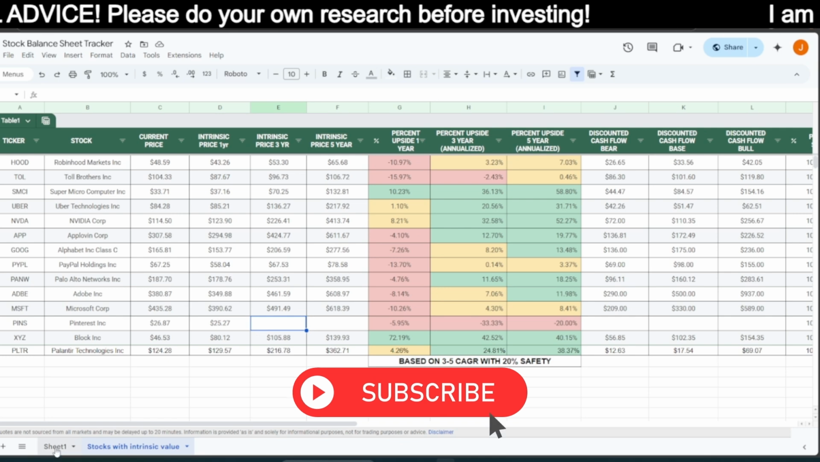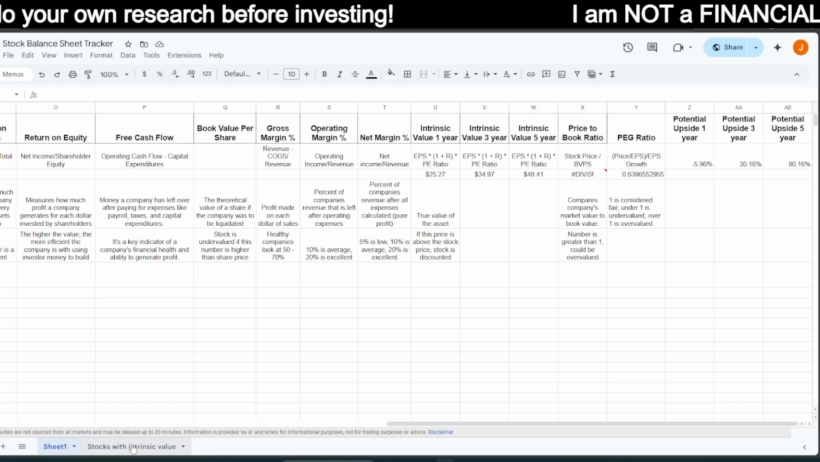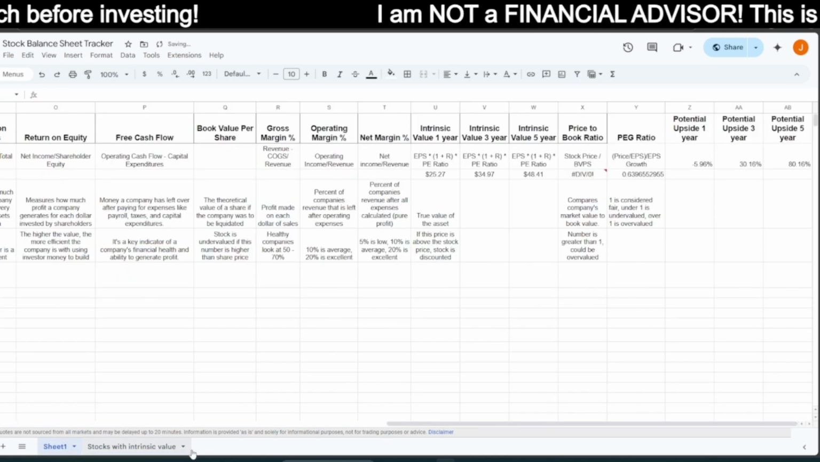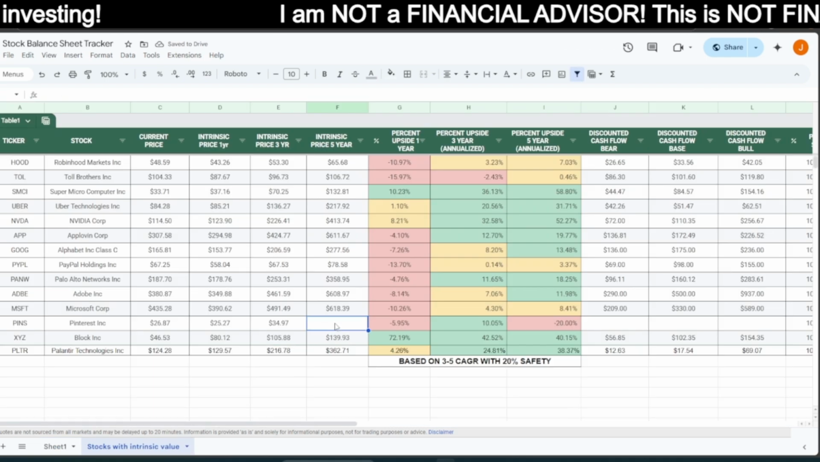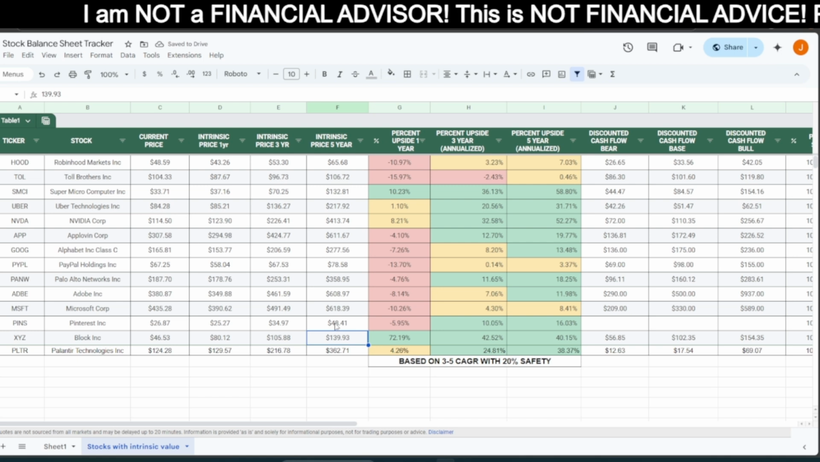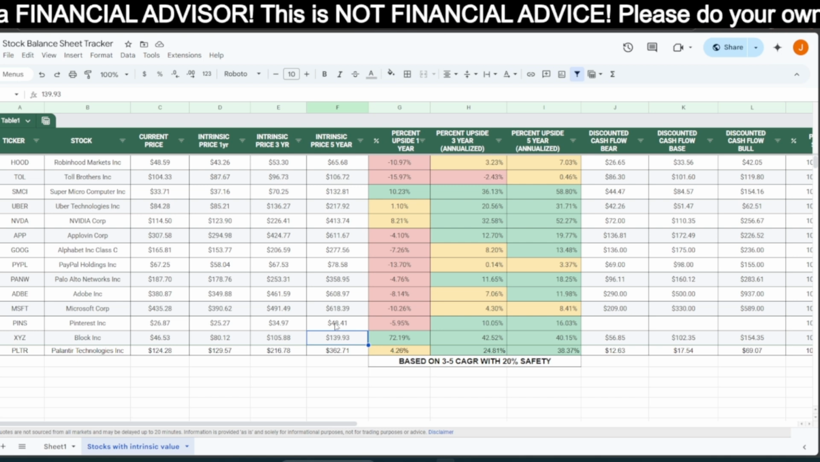So 25.27, again, about 5% overvalued right now for the 1 year. On the 3 year, we're looking at 34.97. And on the 5 year, we're looking at 48.41. Two greens, 10% for 3 year annualized, not too bad. And then 5 years, 16%.